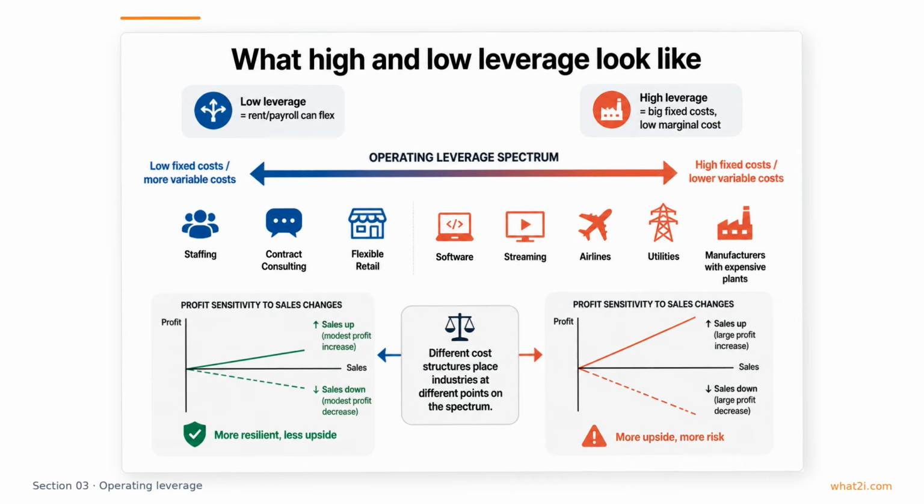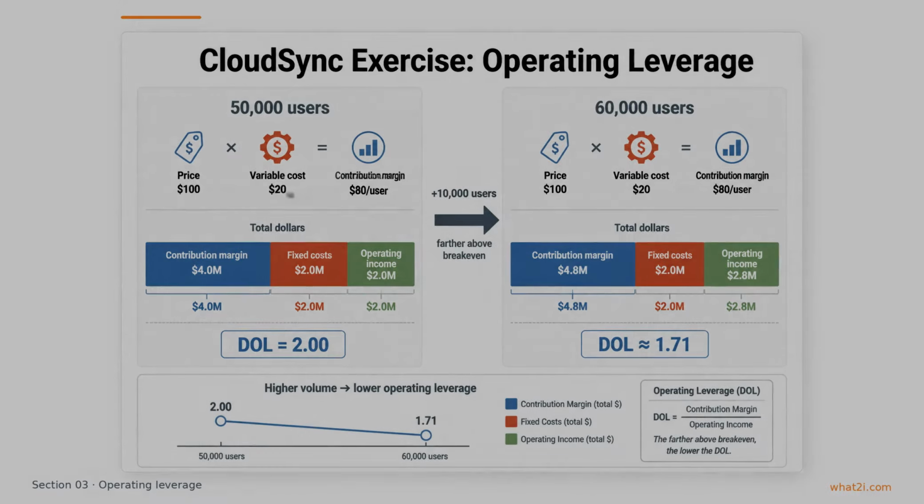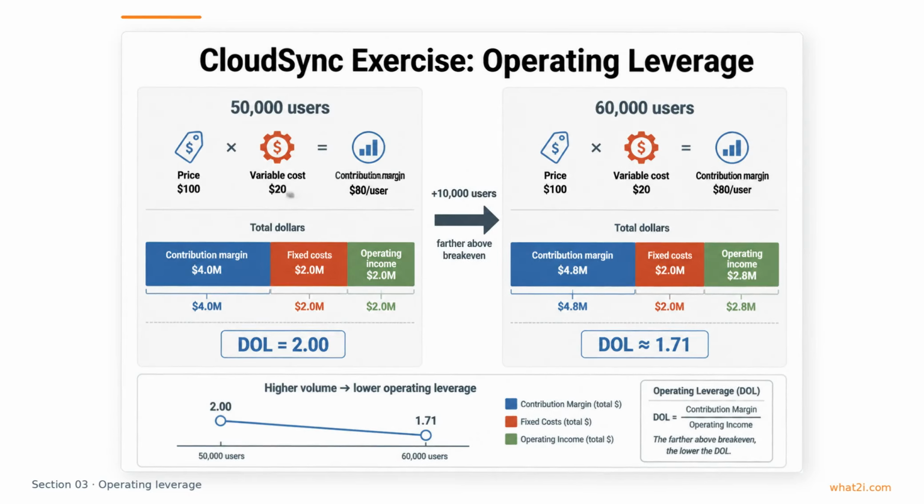For investors, the important comparison is usually within an industry, not just across very different business models. CloudSync shows how operating leverage changes as a company moves farther above break-even. With fixed costs of $2 million, a price of $100 per user, and variable cost of $20, each user contributes $80. At 50,000 users, contribution margin is $4 million and operating income is $2 million, so DOL is 2.